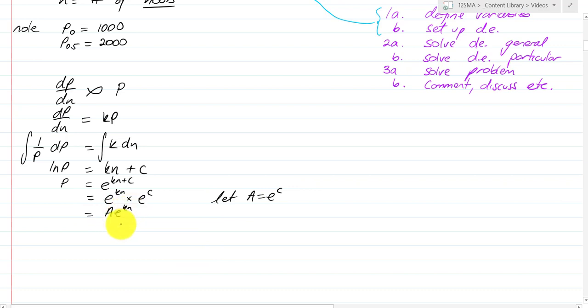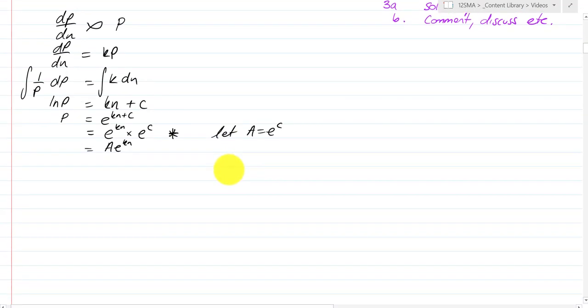That's a pretty standard rearrangement, and this step here you don't normally have, or you don't have to have at least. So just keep that in mind. Now we've got the population is A e to the kn, and we know at n equals 0, P equals 1000. Now with a really standard population model like this, you're going to see that A has an obvious value, but it's always nice to show why.